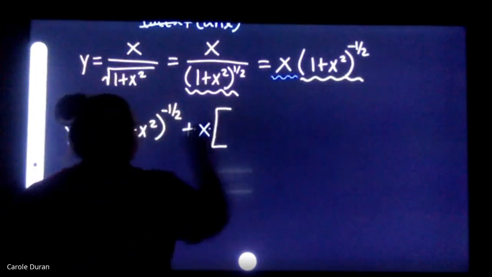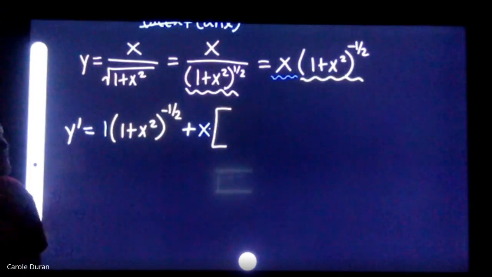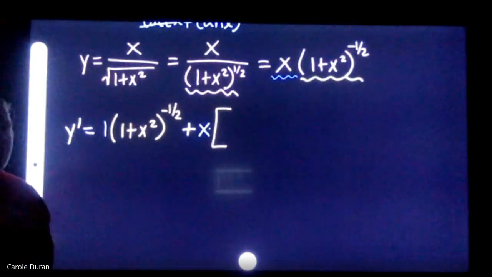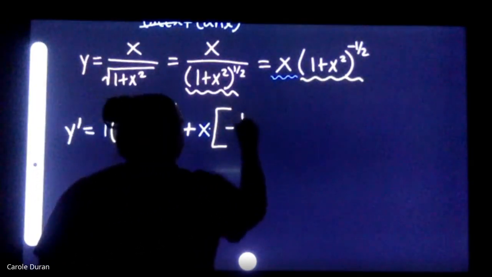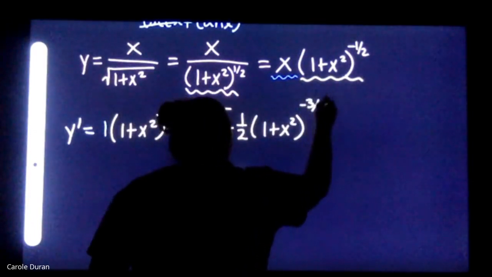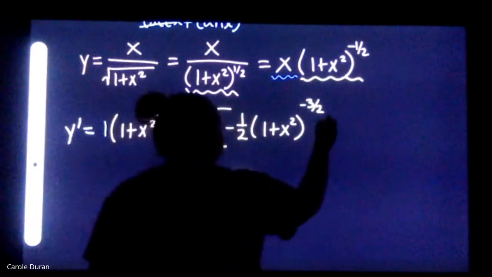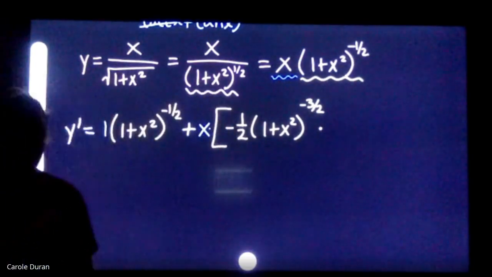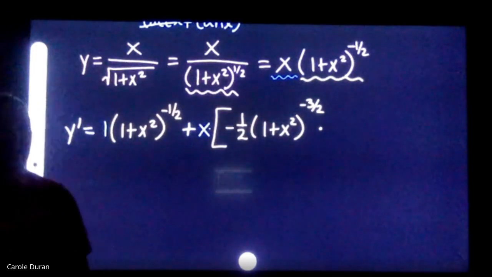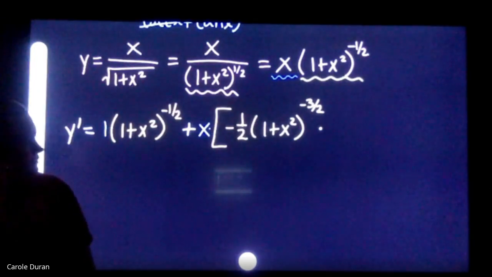So here's where I'm going to use the brackets again, because that second function requires chain rule. The derivative of my outside is the parentheses to the negative 1/2 power. So when I take the derivative of that, the negative 1/2 drops out front. What's inside stays the same. And then I reduce the exponent by 1. Negative 1/2 minus 1 is negative 3/2. And then times the derivative of that inside function. What's the derivative of 1 plus x squared? 2x.